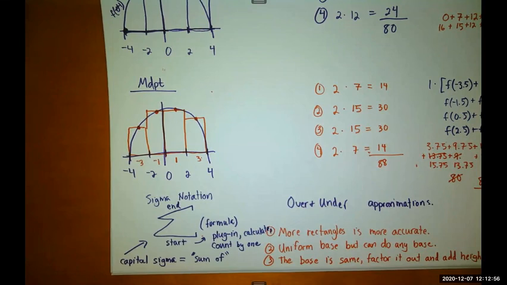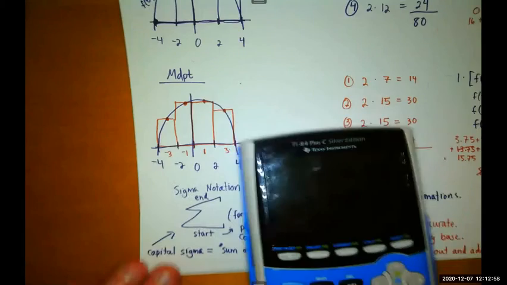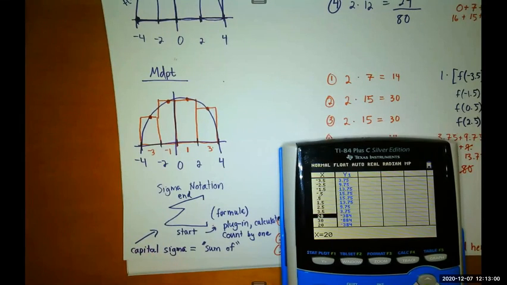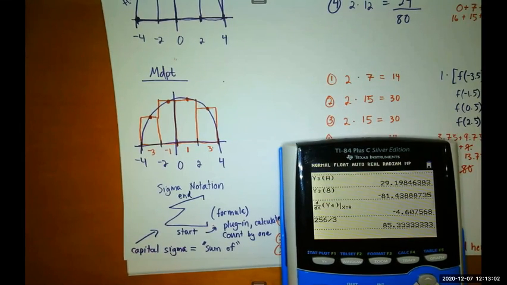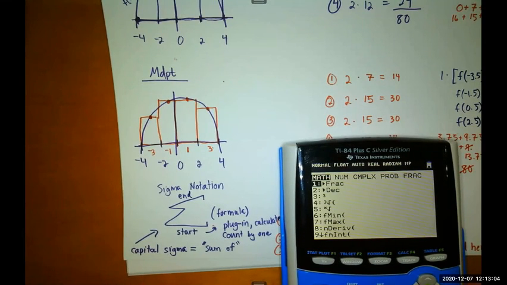Now your graphing calculator will also do sigma notation. Nope, it's not that one. Is it on here? Yeah. So it's under math summation.